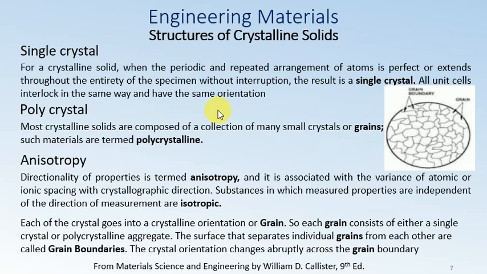Polycrystal, of course, you know poly means many. When the crystals are composed of a collection of many small crystals or grains, so to speak, they are called polycrystalline materials. If we look at the small figure given on the right side, you can see that there are different grains or crystals present in this cartoon, and this is a polycrystalline material.